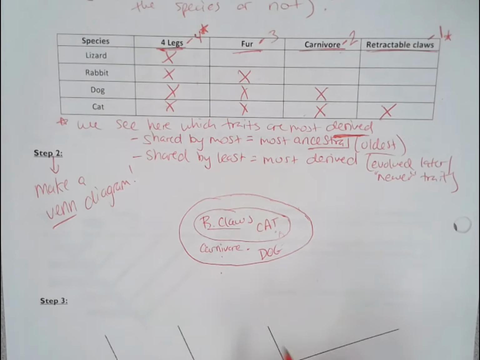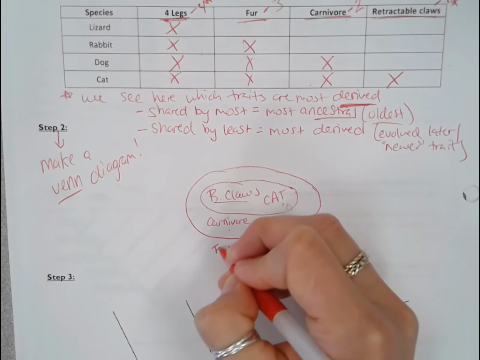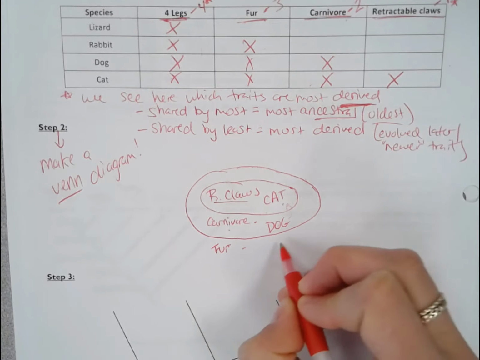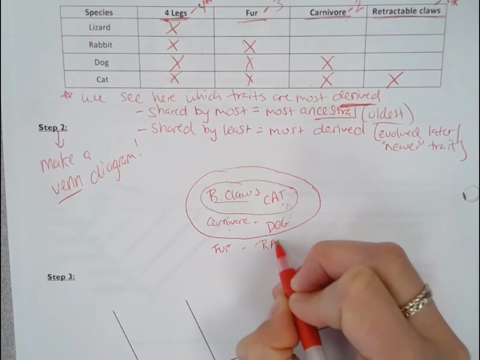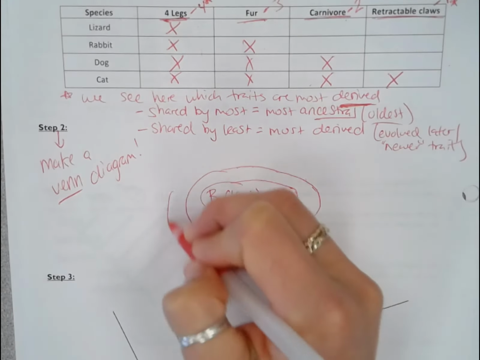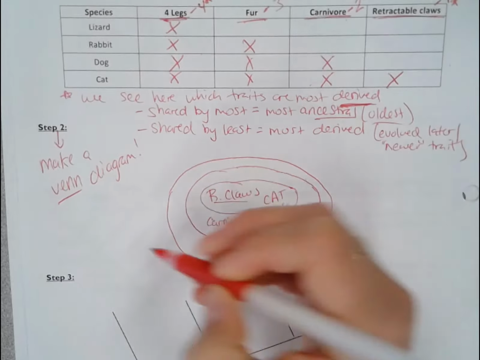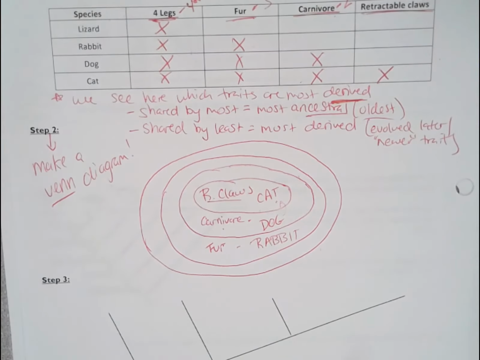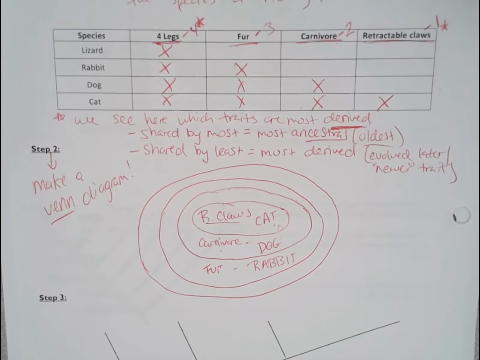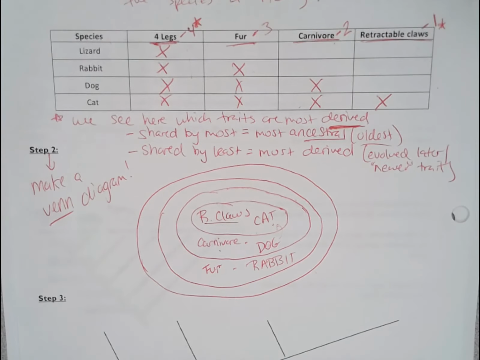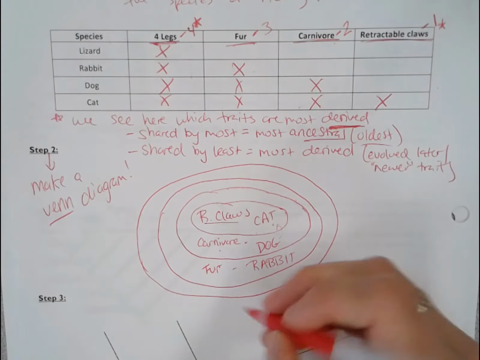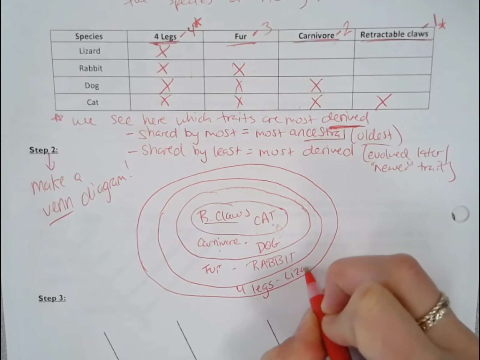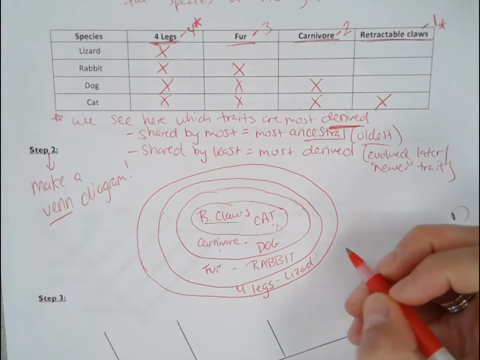Okay? What would come next, guys? What's the next most derived? Good, the fur. And what organism has fur that isn't already on here? The rabbit. Okay? And then I'm going to put a circle around this. And my last circle, which is the least derived or the most ancestral of the traits? 4 legs. Okay, they all have this. So 4 legs, the only one that only has 4 legs is the lizard. Okay?